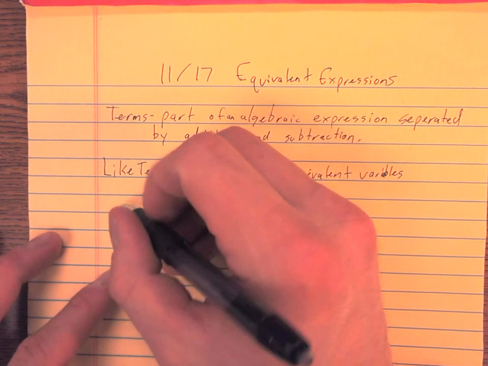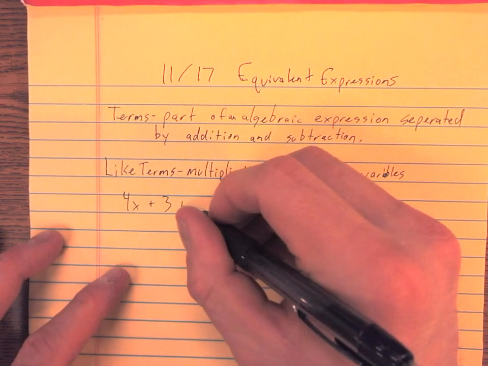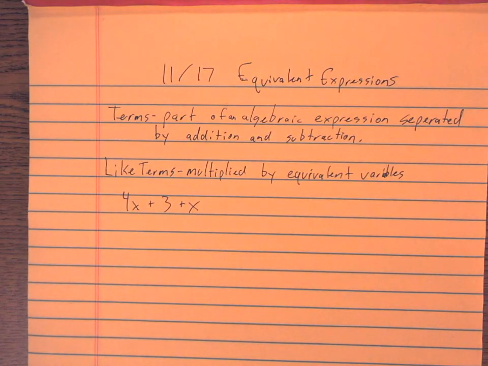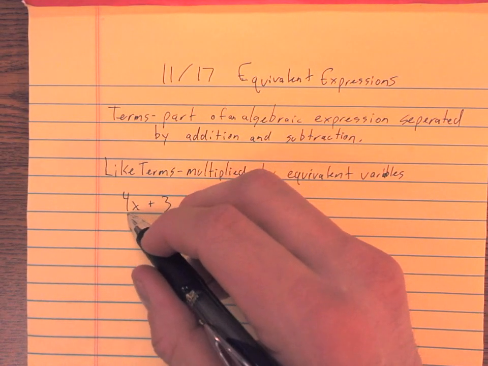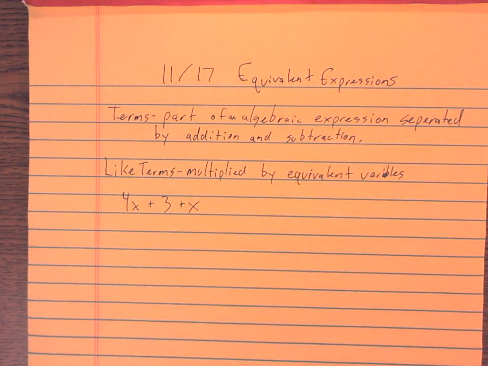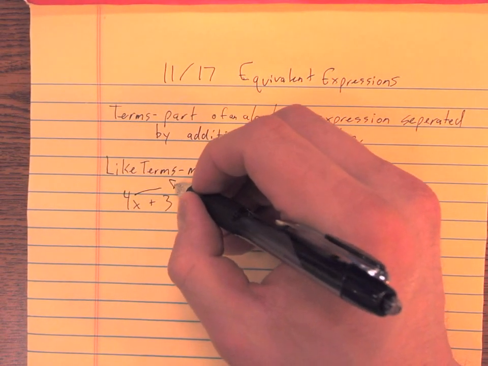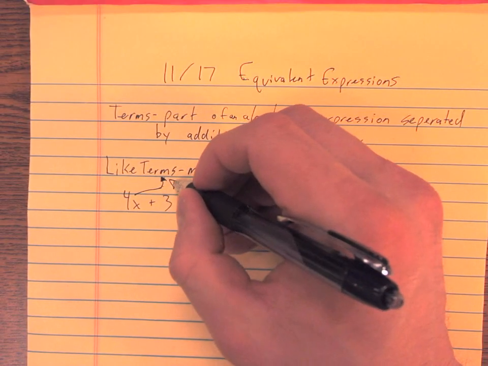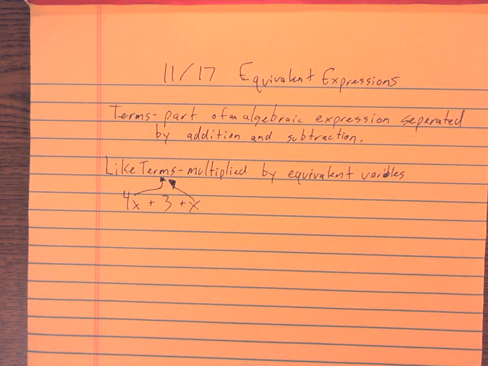So for an example, we could have 4x plus 3 plus x, and what we can do is create an equivalent expression to this by putting like terms together. So we can see that this and this are the same terms, right? They are like terms. So our 4x and our x are all like terms, because they both are being multiplied by the variable x.